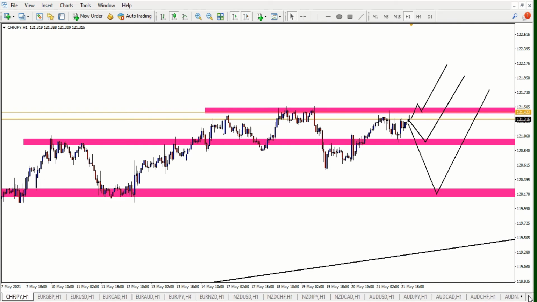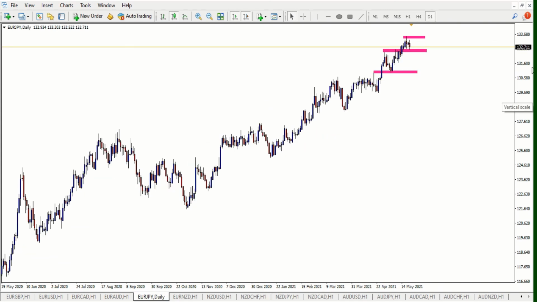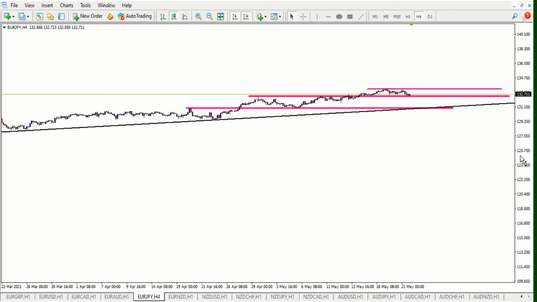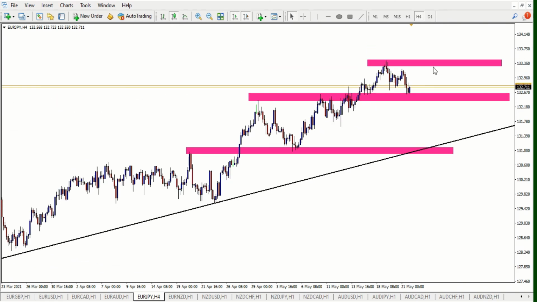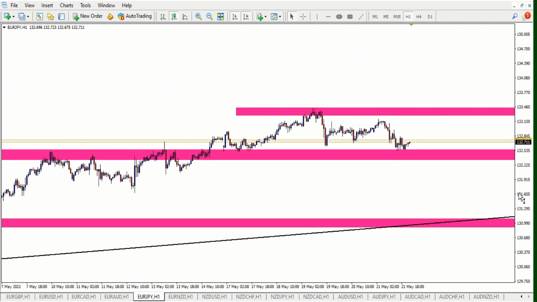And our final pair is going to be Euro JPY. So with the Euro JPY, you can see that this is beautifully making higher highs and higher lows. Let's come to our 4-hour. The market seems to be at a key support resistance level there. So you can see that it's bounced off that support and started moving back up.